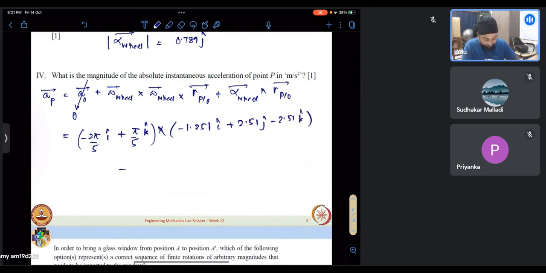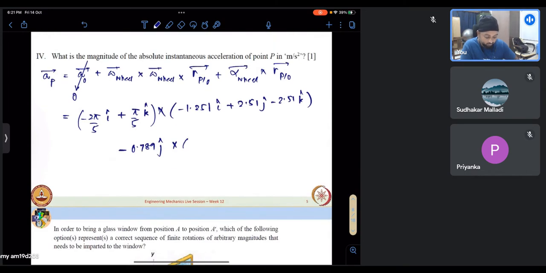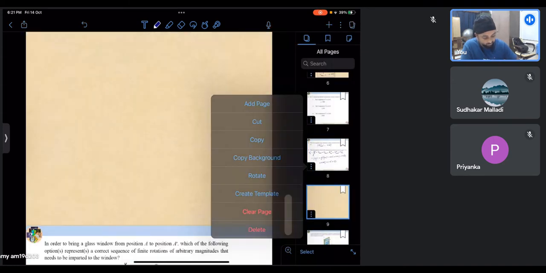And then I have alpha minus 0.789, sorry, J cap, J crossed with our RP with respect to O. RP with respect to O, we remember it was 4I plus 2J. So we just need to calculate the quantities here.